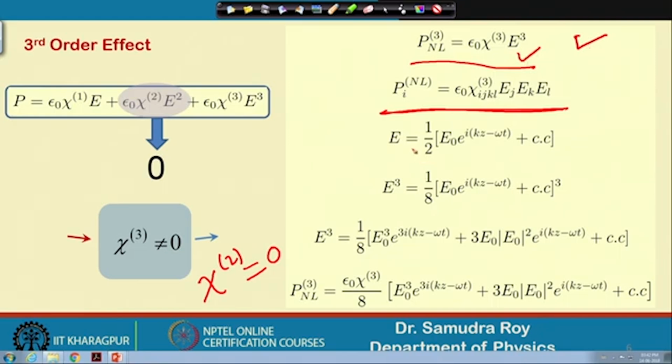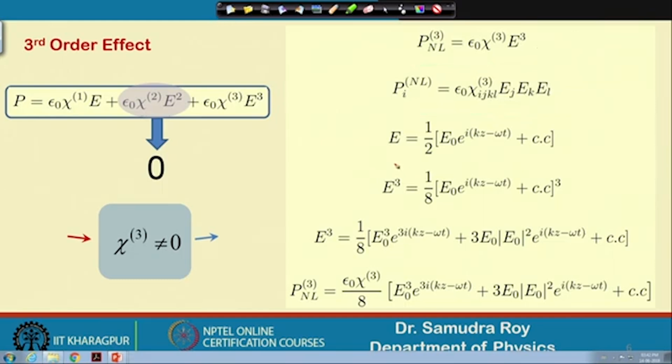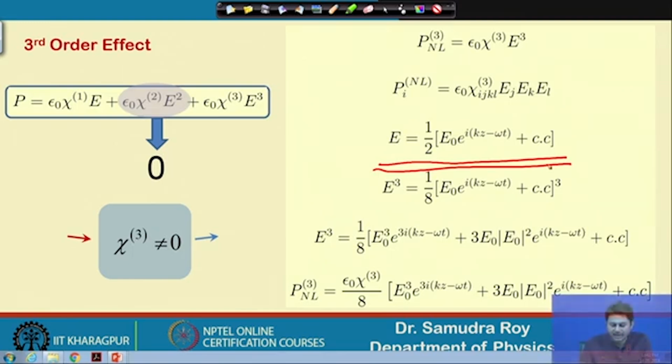So, now let us take our total electric field to be this. This is a standard plane wave form, half E 0 e to the power i(kz minus omega t), plus the complex conjugate of that quantity. That means I am launching an electric field with a frequency component omega, a plane wave, into this particular system. What should be the value of E cube? E cube is the cube of this quantity.